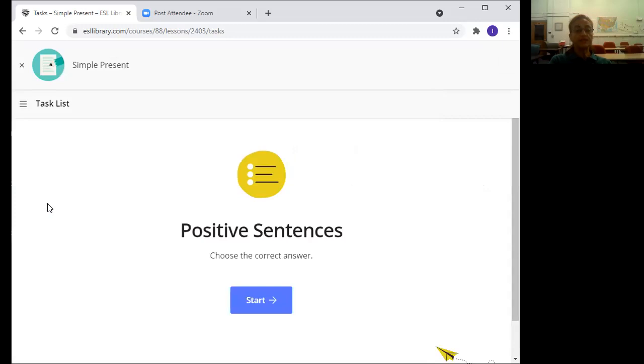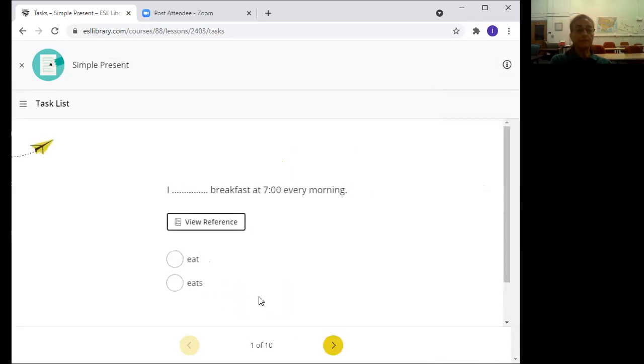With positive sentences. I blank breakfast at 7 o'clock every morning. So what are we going to choose here? Eat or eats? I is first person singular, and we only use an S for the third person singular. So we're just going to use the base form. I eat breakfast at 7 o'clock every morning.